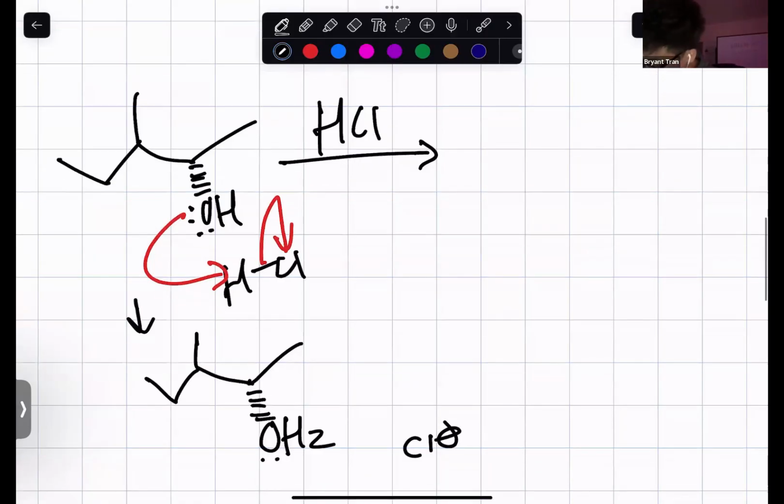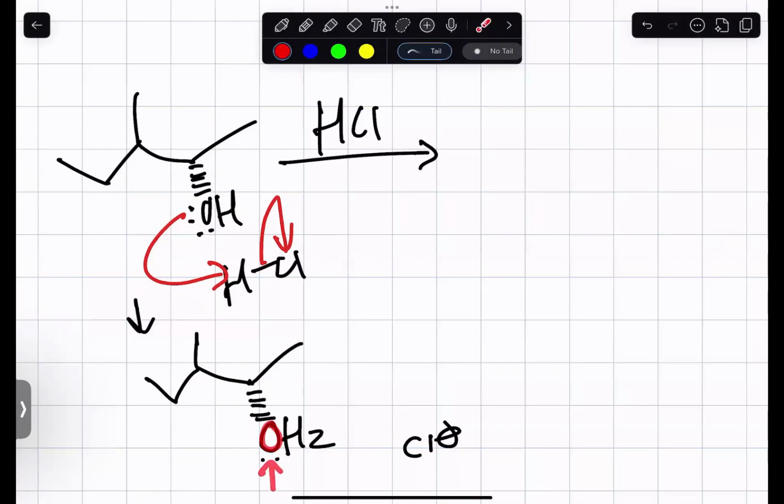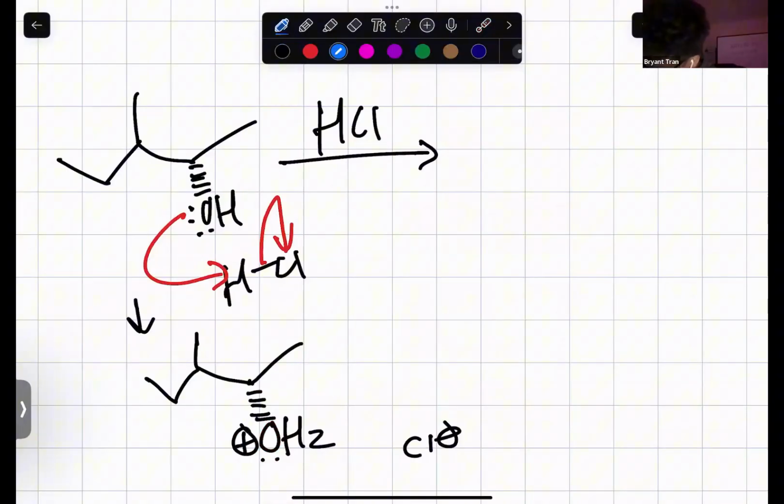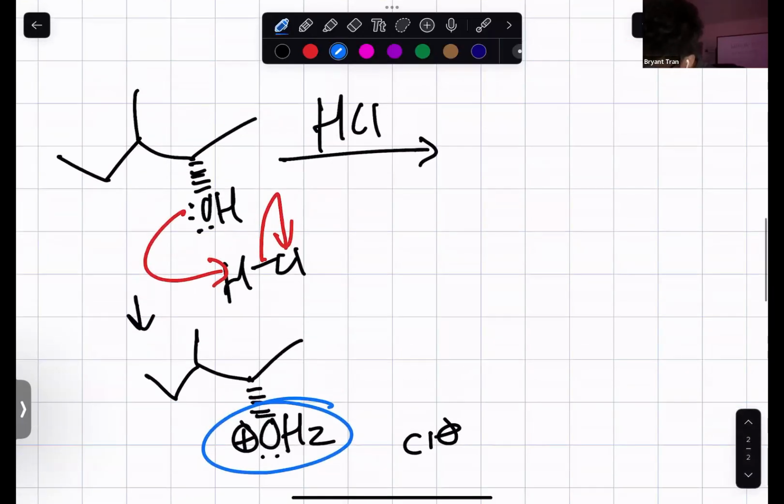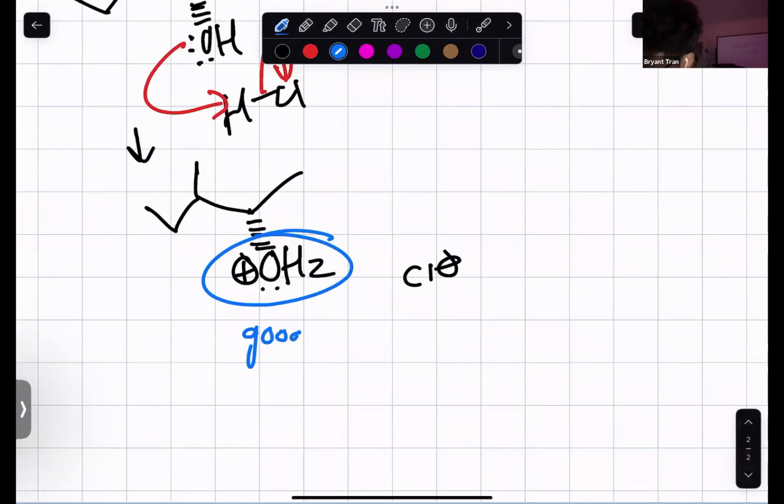And what charge would the oxygen have right here? Positive. Right. And would this be considered a good or bad leaving group? Good. Good leaving group, right. And now, once you have a good leaving group, can it leave to form a stable carbocation right away?